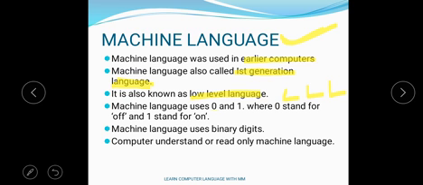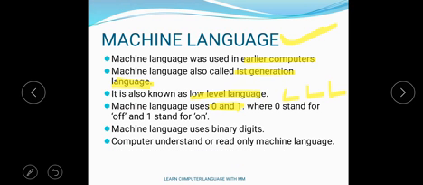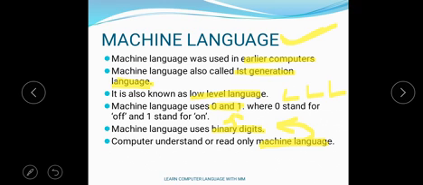Fourth, machine language uses 0 and 1, where 0 stands for off and 1 stands for on. Machine language uses binary digits. Binary digits are our 0 and 1. Computer understands or reads only machine language. Here I want to make you understand a very important point, that computer only understands machine language, which means binary digits, binary numbers, which are our 0 and 1.